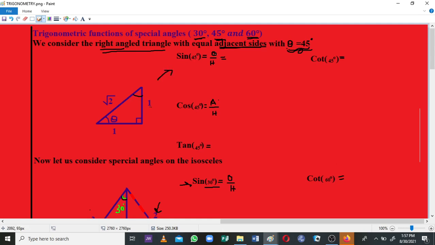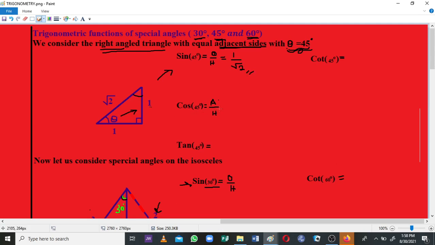We know that sine is equal to opposite over hypotenuse. We just have to substitute. Our opposite is the side opposite to our theta, which is 45 as we've been given, so the opposite is 1 and the hypotenuse is the square root of 2. So sine 45 is equal to 1 over the square root of 2.